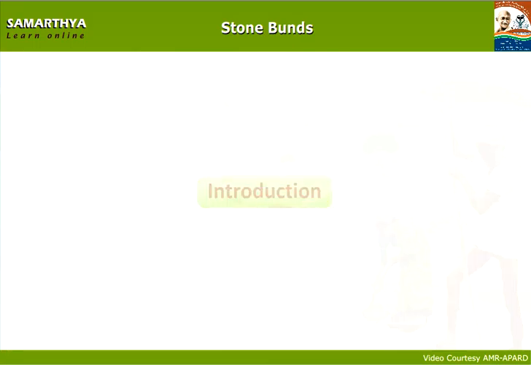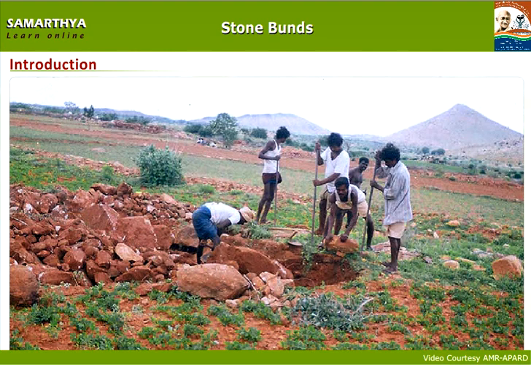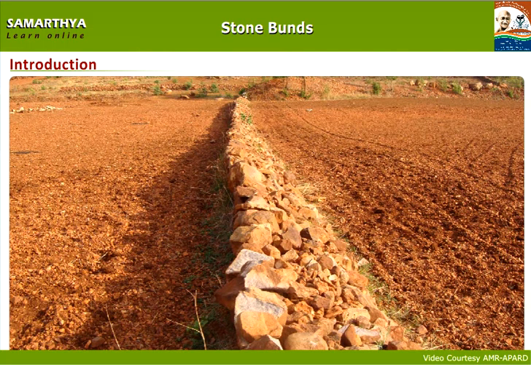Introduction. In some regions, there are agricultural lands where field pick stones are available, which make agricultural activities very difficult. To make such lands more productive for agriculture, the field pick stones are to be utilized for formation of a series of bunts across the slope. These bunts formed with such field pick stones are called stone bunts.